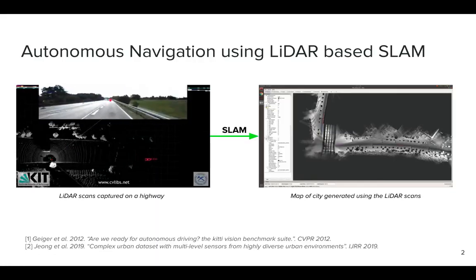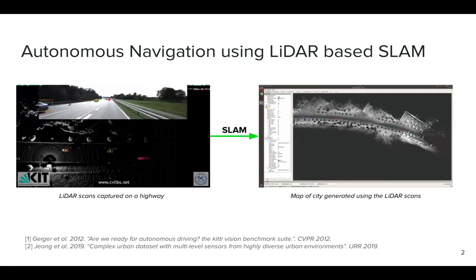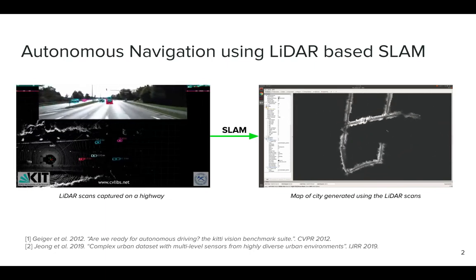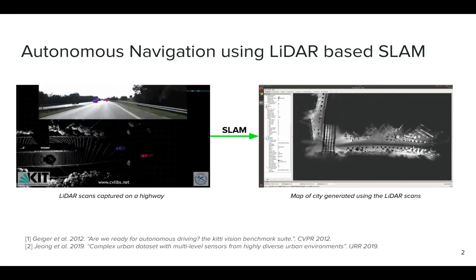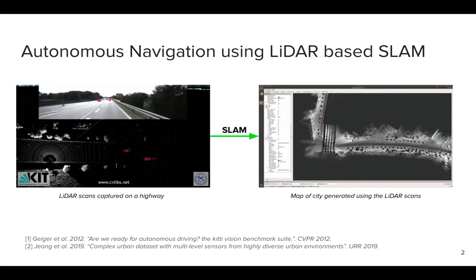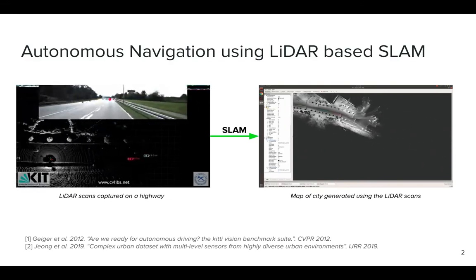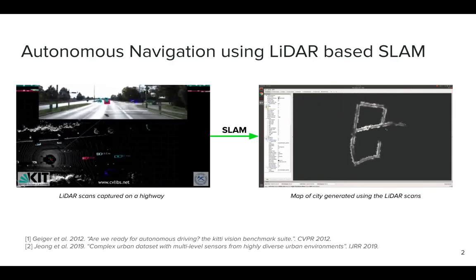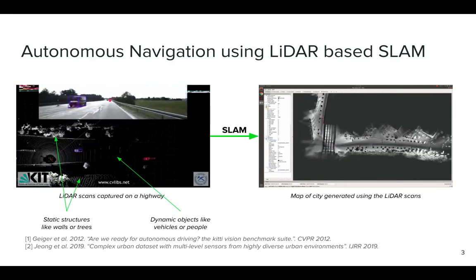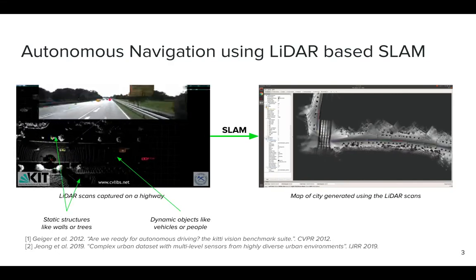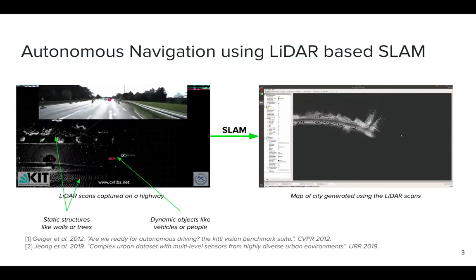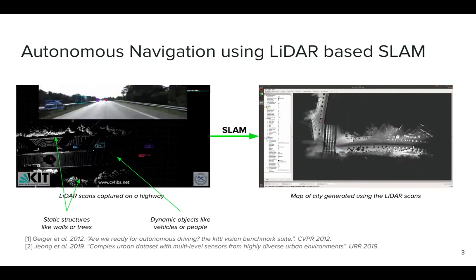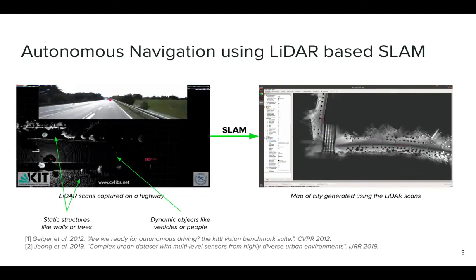Autonomous navigation is an open area of research with exciting applications like self-driving cars. Critical to this is the generation of city-scale maps of the environment. Here we can see that the LiDAR scans captured on a highway can be used to generate 3D maps of the city, which are critical for the self-driving cars. But most autonomous navigation algorithms assume a static environment. Hence, real-world use cases corrupted by dynamic agents hinder the performance of state-of-the-art algorithms for robot autonomy.